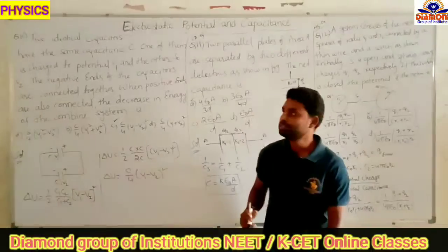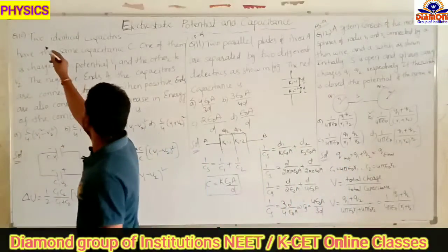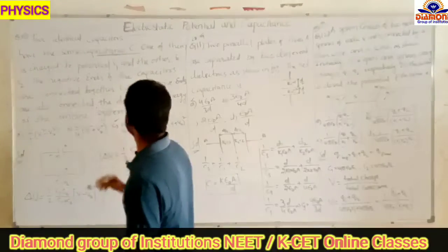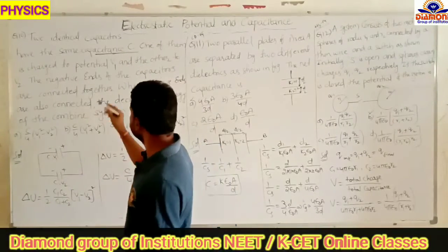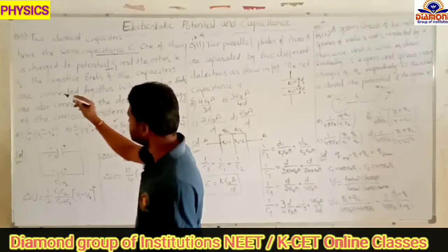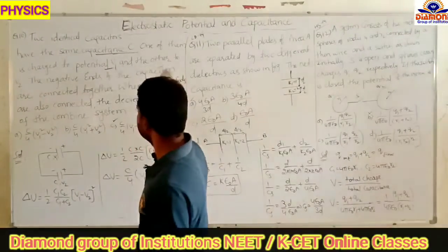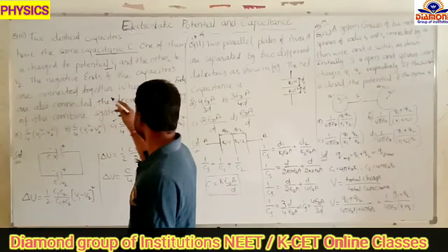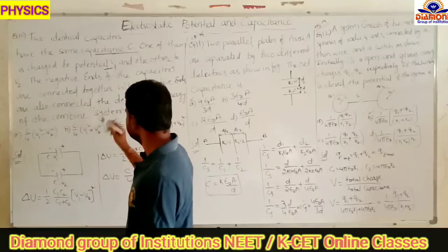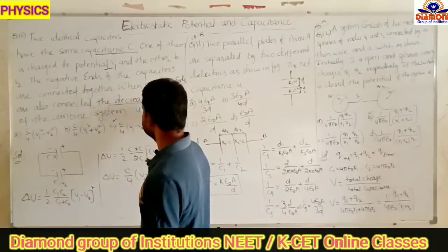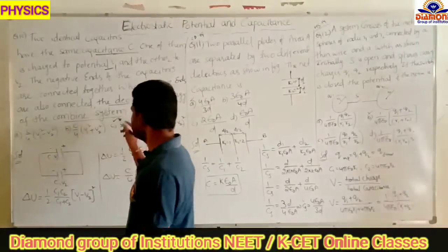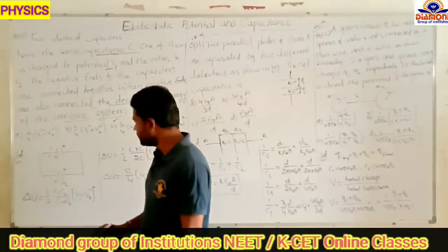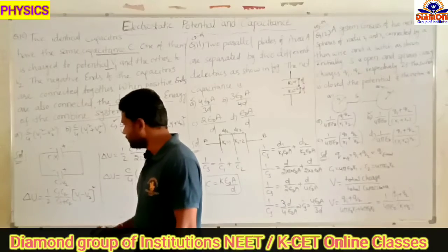See the 10th question. Two identical capacitors have the same capacitance C. One of them is charged to potential V1, and the other to V2. The negative ends of the capacitors are connected together. When the positive ends are also connected, the decrease in the energy of the combined system is. Here negative terminals are connected, positive terminals are connected.